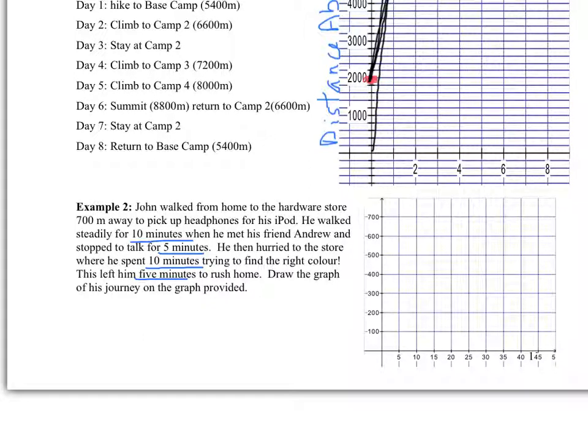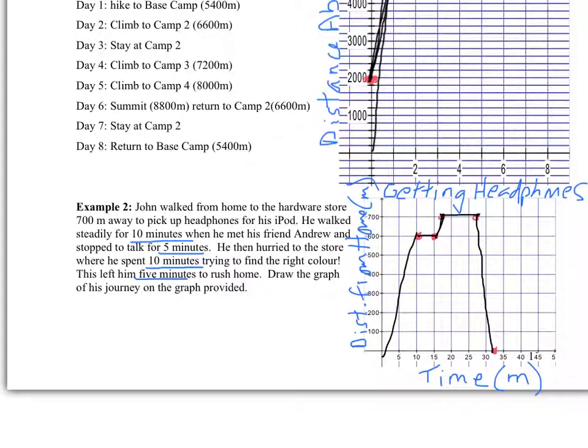There's also just that little bit of "he then hurried to the store," where it doesn't give us how much time it took him to hurry to the store. So that's the only bit of information that's not specific, and we don't know how far he was when he met his friend, but we'll discuss that once the graph is all done.